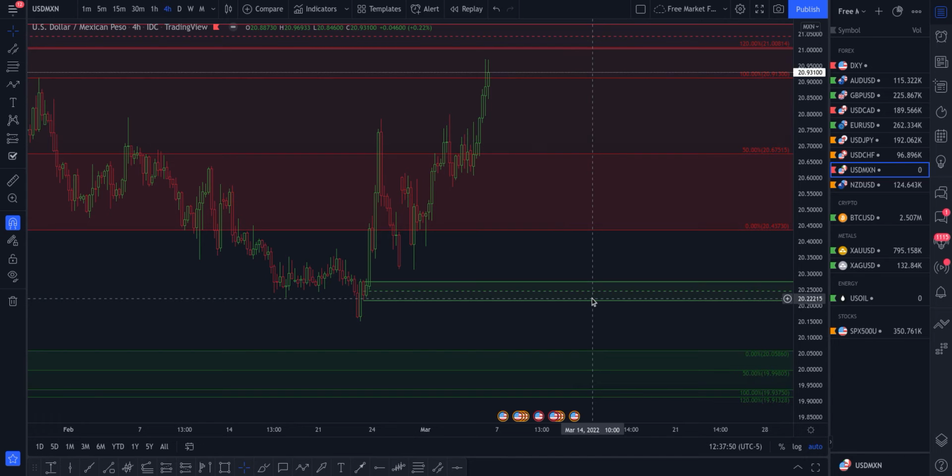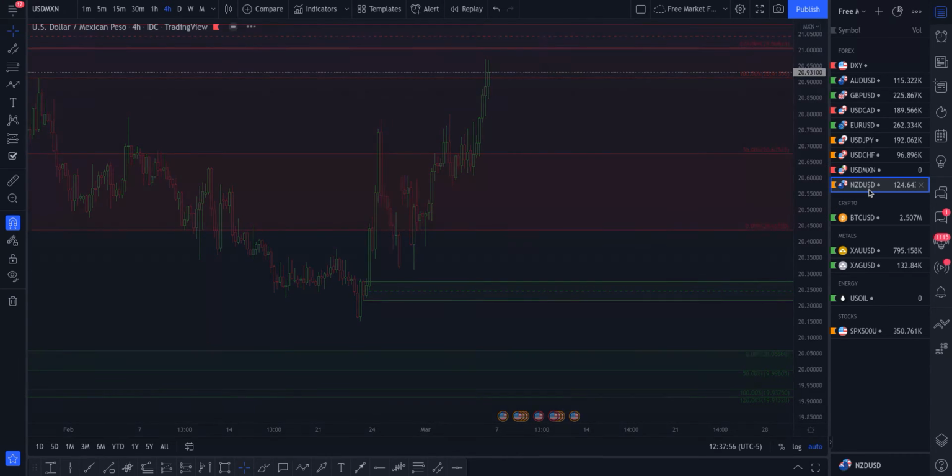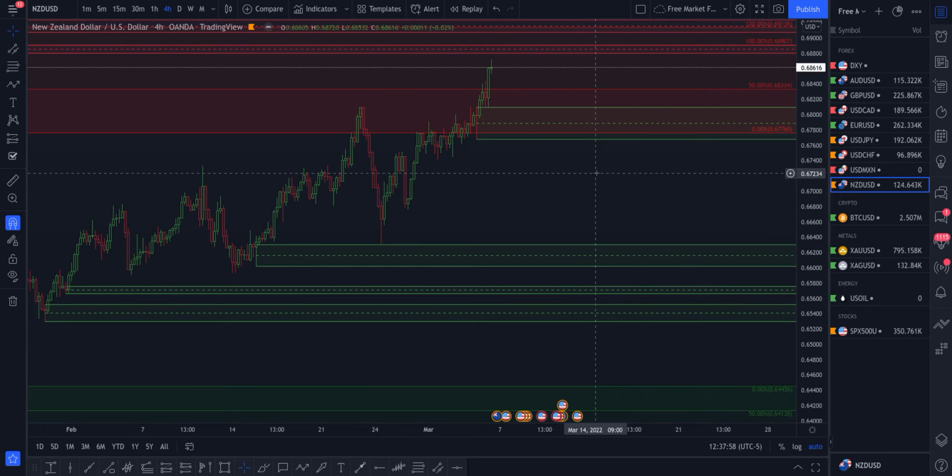So again, USD versus the Mexican peso. Short-term institutional bias is short, so you guys want to be on the lookout for that, and of course wait for confirmation.